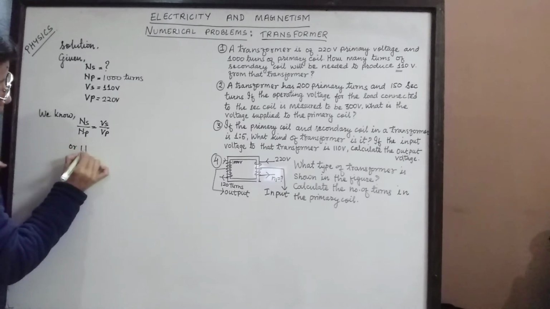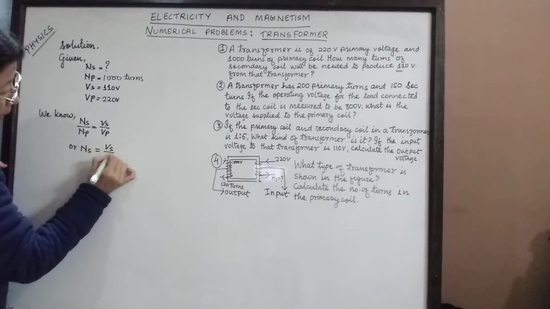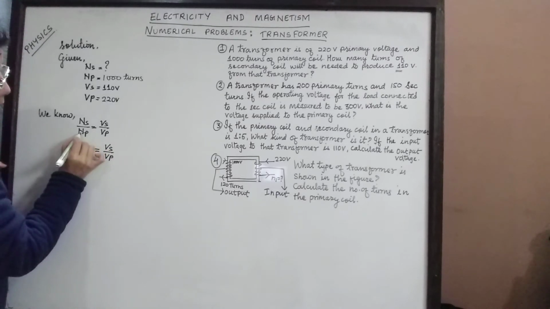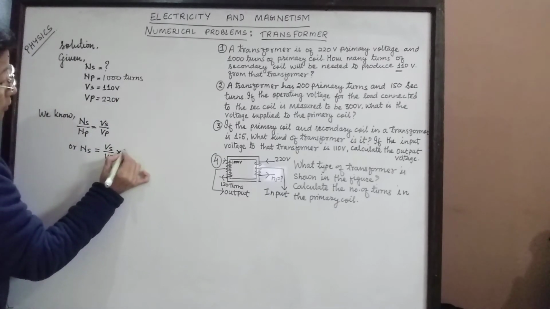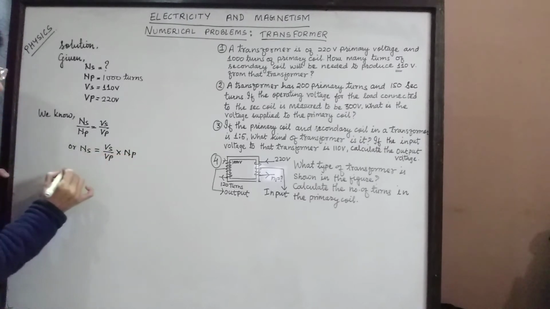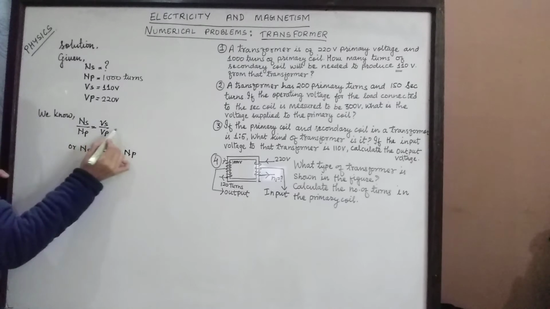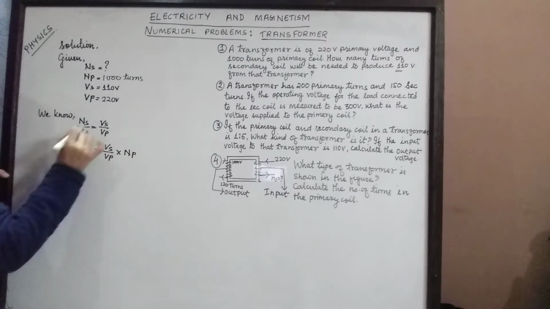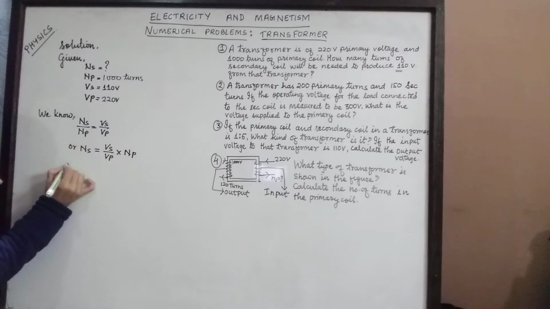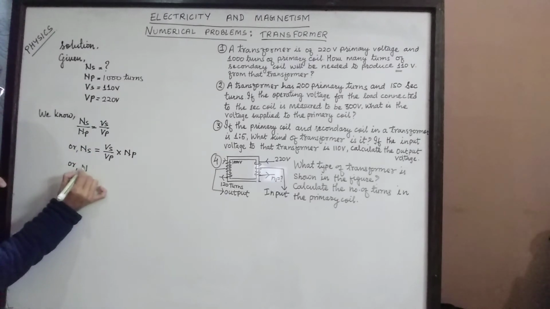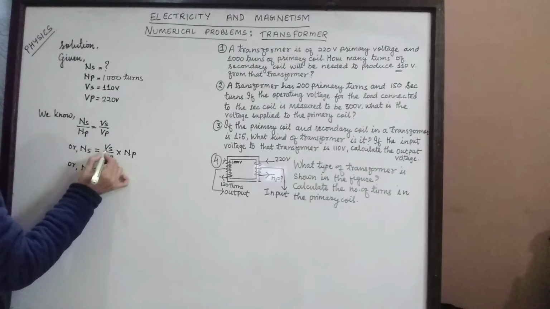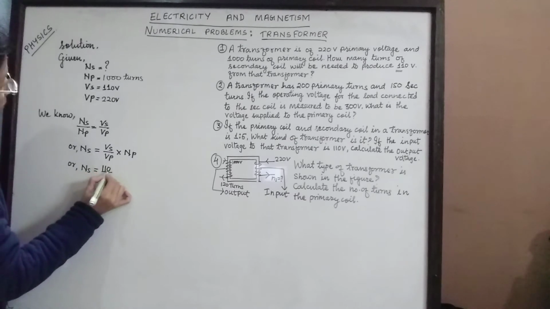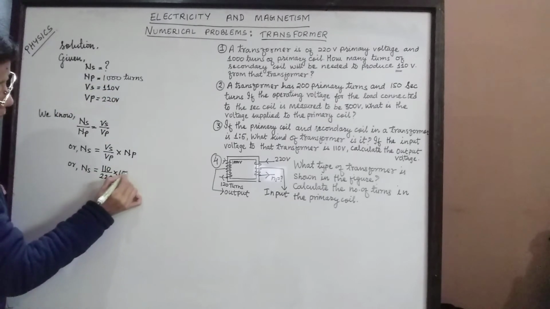Or NS equal to VS by VP will remain unchanged, and this is in denominator this side, and when it goes that side it will be in multiplication. Numerator NP, right? So it is dividing over here. When it goes this side it becomes multiplication, division to multiplication. So rearranging is done this way. Now NS equal to, now put the values in all. VS is 110, VP is 220 into NP is 1000.